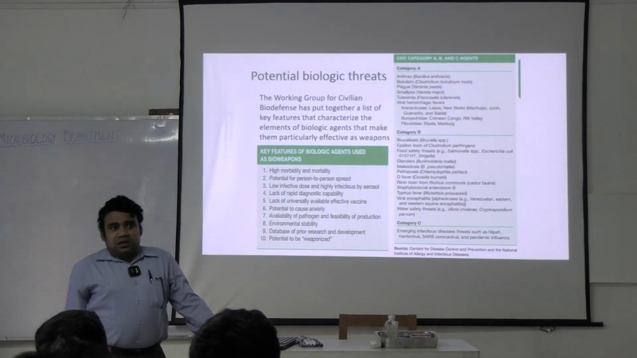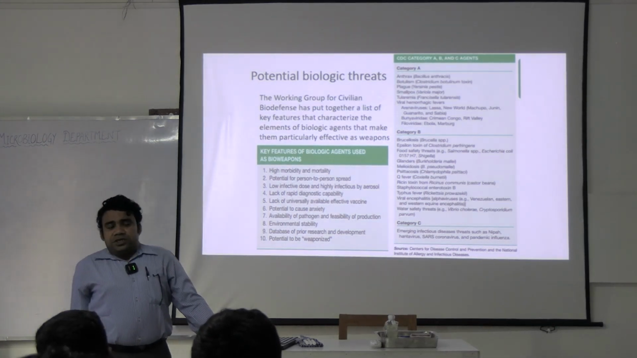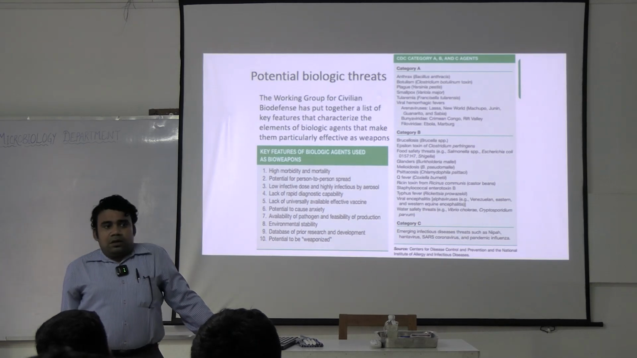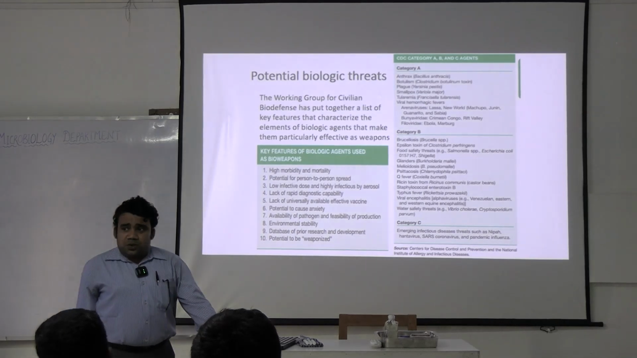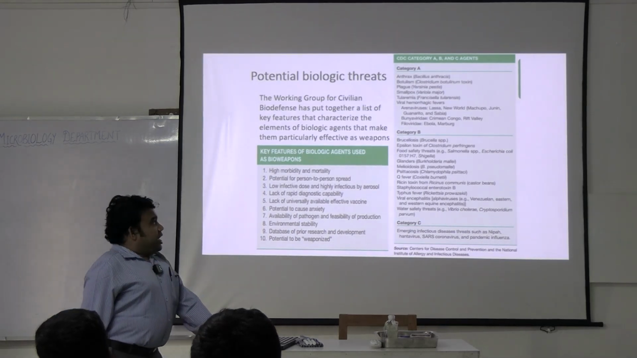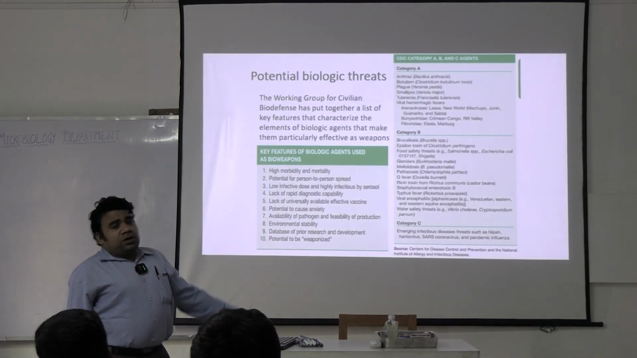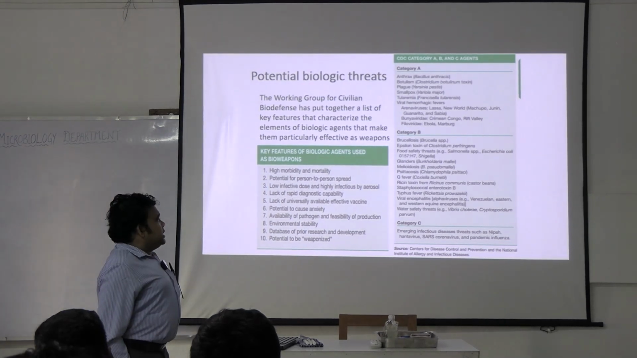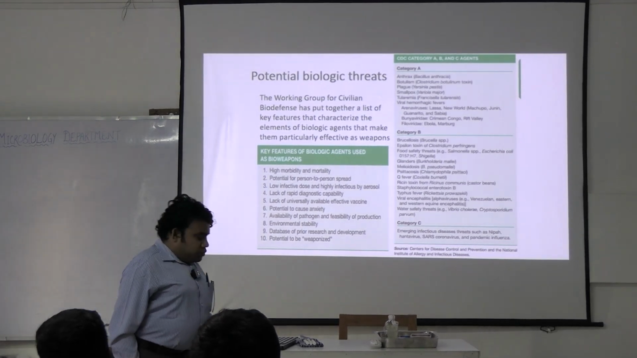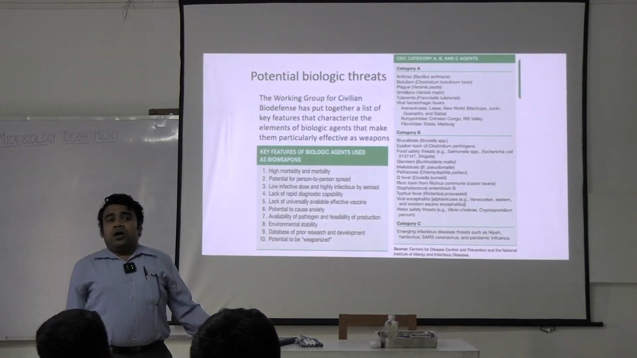The CDC, you have heard about CDC, Centers for Disease Control and Prevention, that is in the USA. Even in India, we have NCDC, that is the National Centre for Disease Control. Now, CDC has classified some organisms into three categories, category A, B, and C, which can be used for activities like bioterrorism.